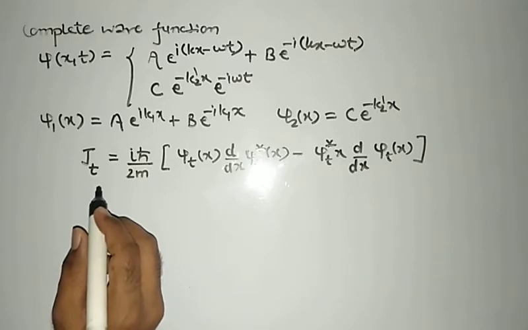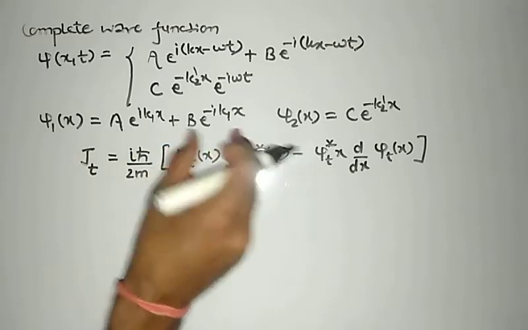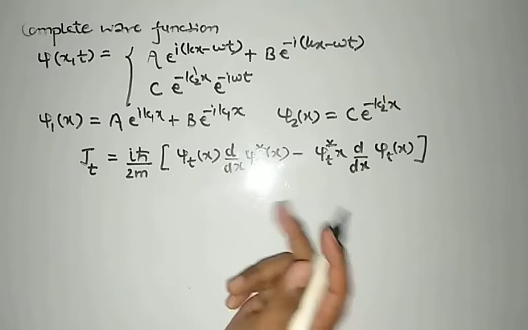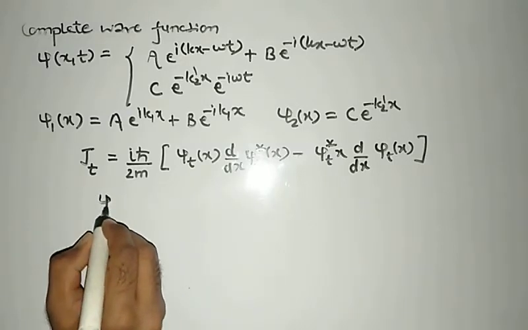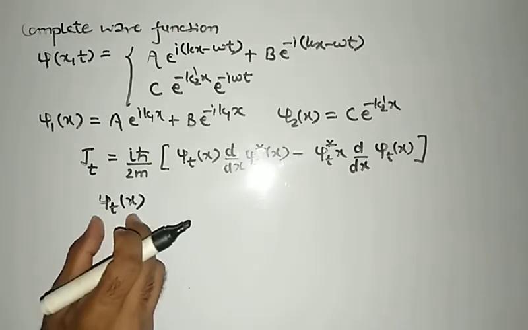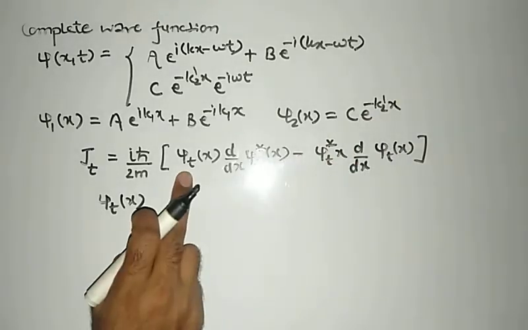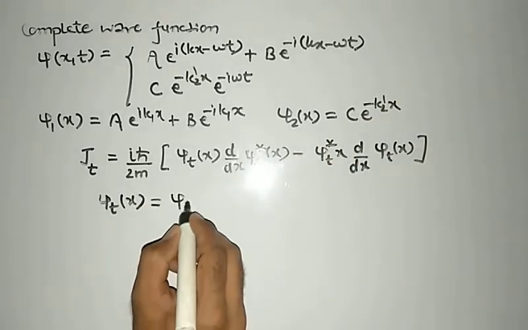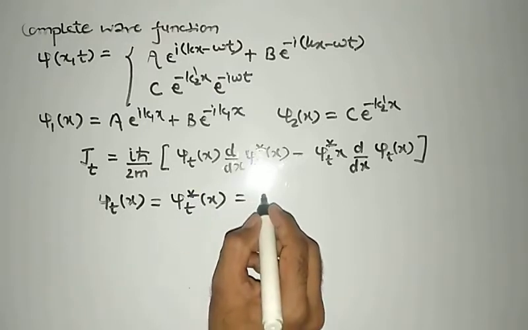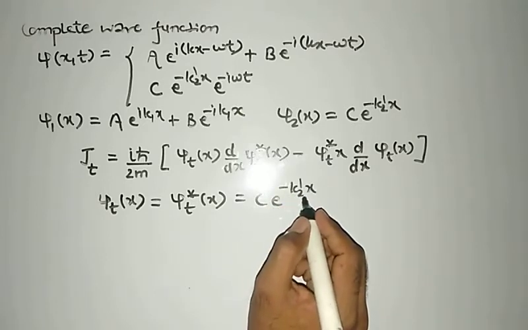Now what is psi t of x? Psi t is the transmitted part: incident part, reflected part, transmitted part. So psi 2 can be written as psi t, and we now put psi t of x. First, in psi t there is no i, no imaginary quantity, so the complex conjugate and this value will be the same. So psi t of x and psi t star of x are both the same. Both are c e to the power minus k2 dash x.